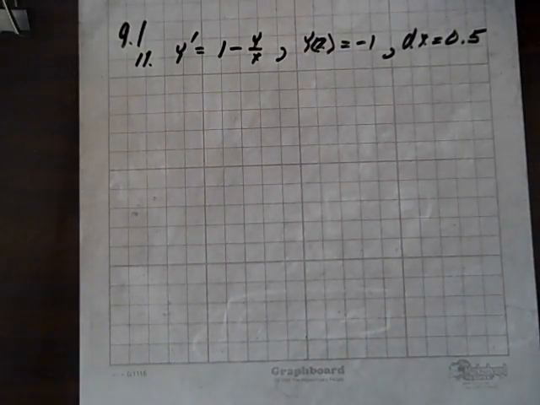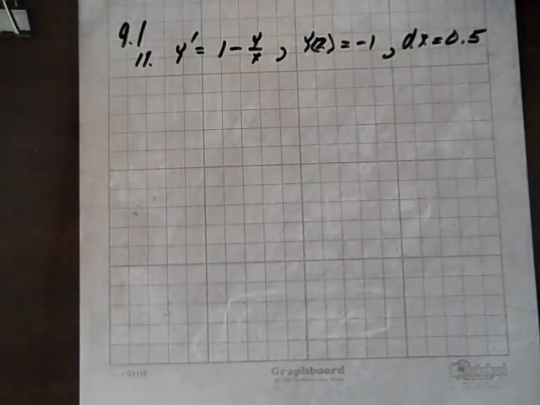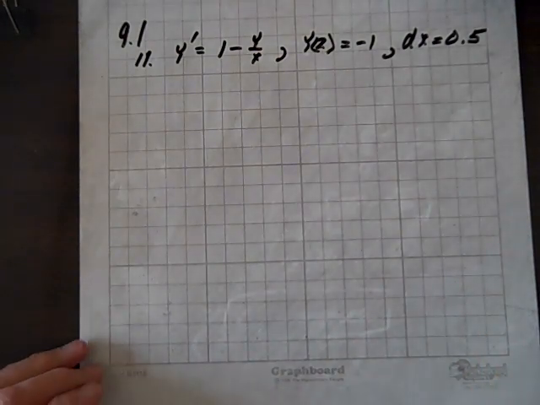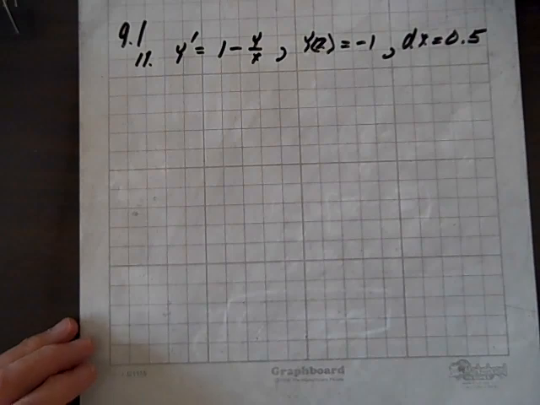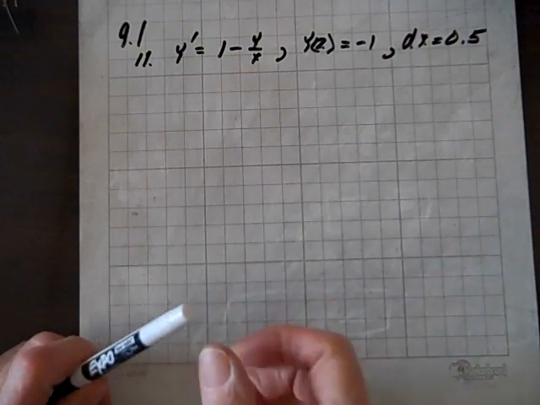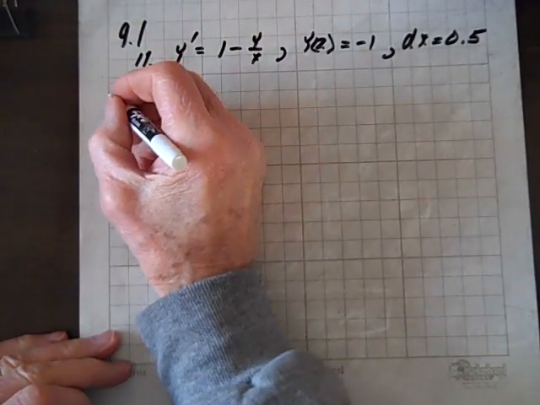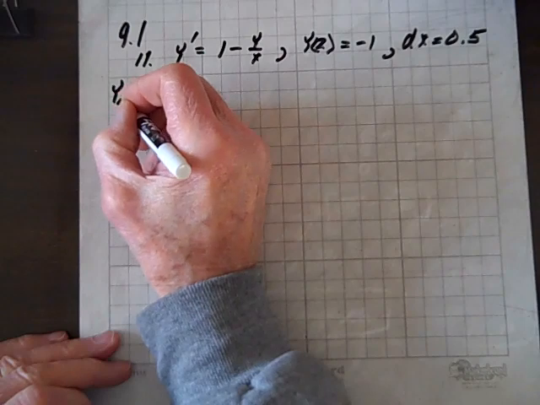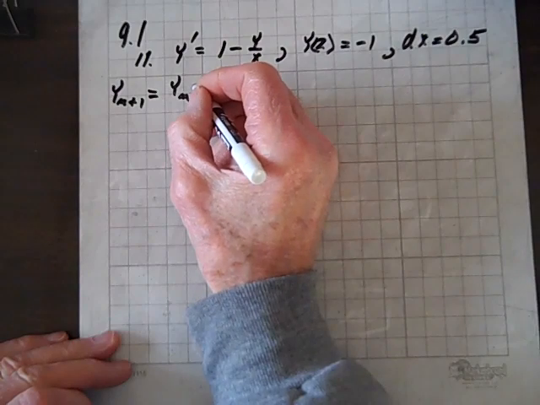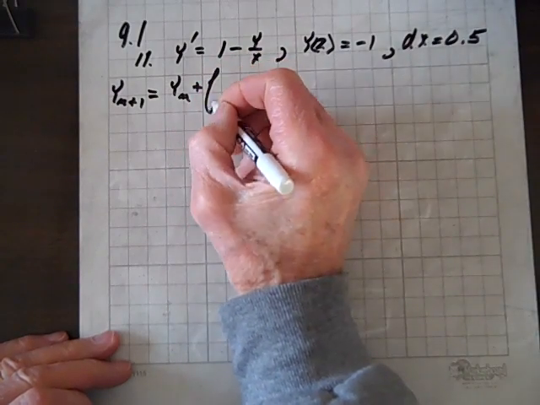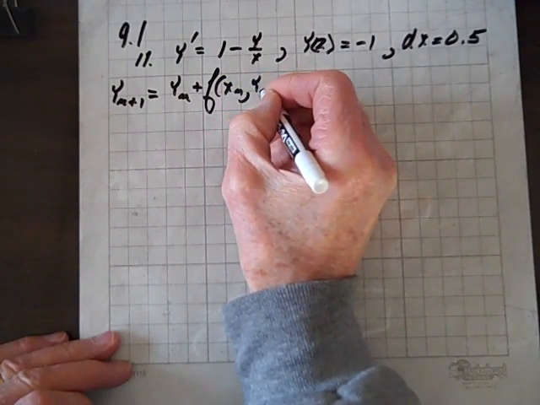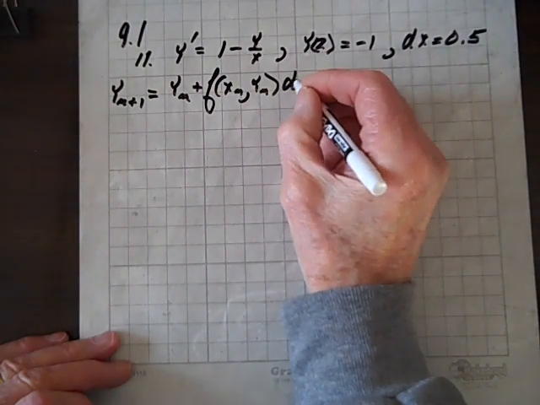Well, now we're on section 9.1, and we're talking about Euler's method, and that's a method for approximating y values, and it takes the form y sub n plus 1 equals y sub n plus f of x sub n, y sub n times dx.